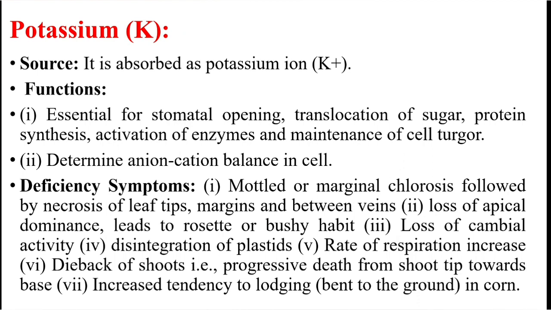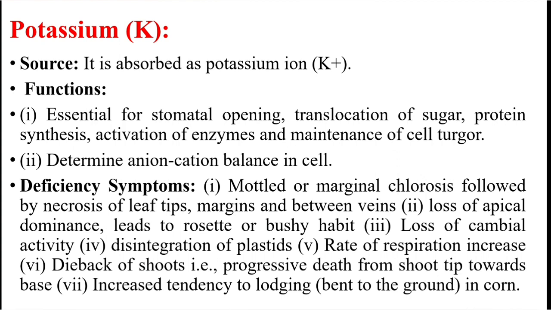Then potassium. It is absorbed as potassium ion, K plus. Function: it is essential for stomatal opening, translocation of sugar, protein synthesis, activation of enzymes, maintenance of cell turgor. Determines anion cation balance in the cell. Deficiency symptoms include mottled or marginal chlorosis followed by necrosis of leaf tip, margin and between veins. Loss of apical dominance leads to rosette or bushy habit.